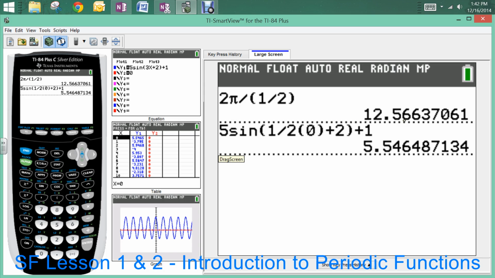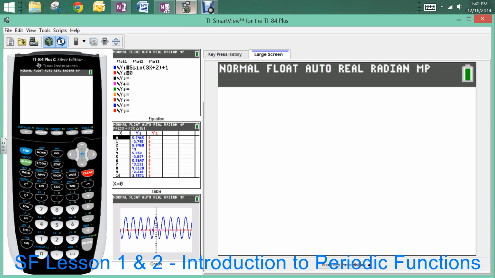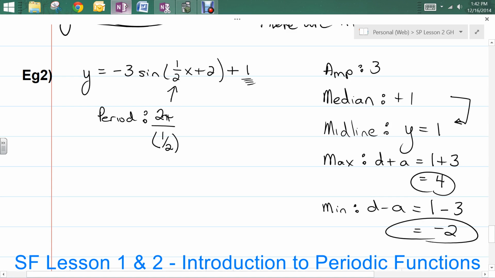And so the period is 12.5637 and so on. Does that make sense? So 12, what was it? 12.56, does anybody remember? So the period is 12.56, approximately, okay? In Math-1, we talk about it in terms of fractions of pi. So we talk about exact values. You guys don't need that. 12.56 approximately is what the period is.